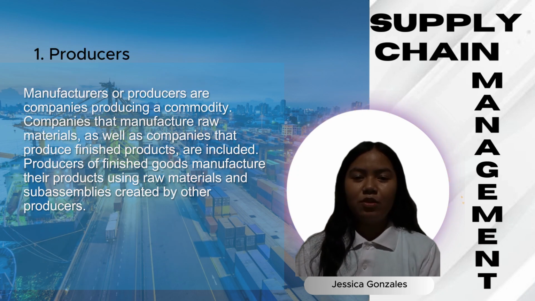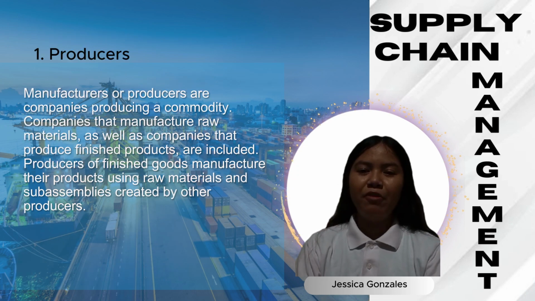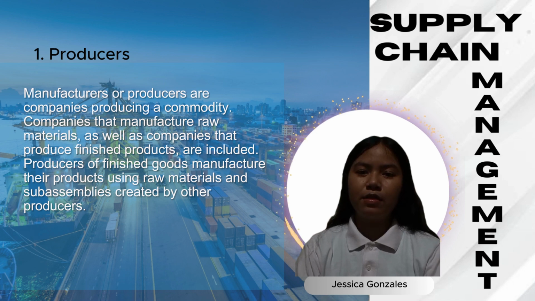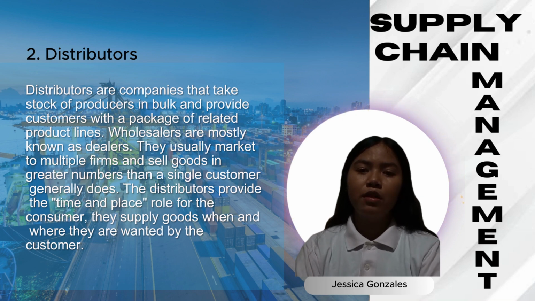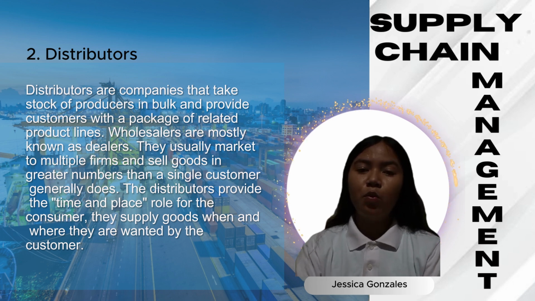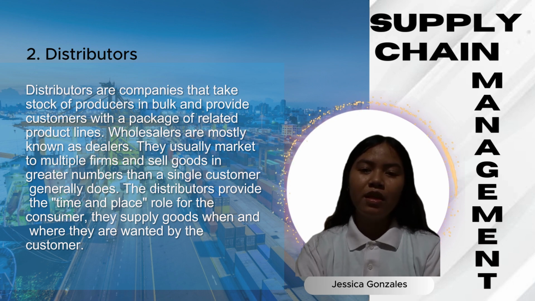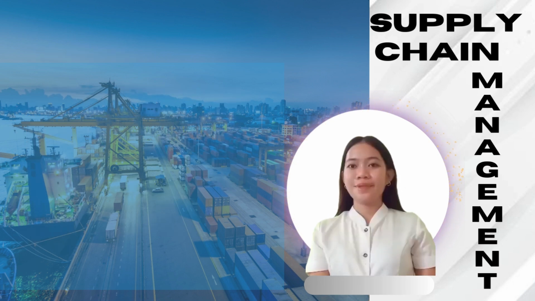Key participants in a supply chain. Producers or manufacturers: companies that produce raw materials or finished products. Examples: raw material suppliers, meaning drilling and logging, and finished goods manufacturers. Second is distributors, wholesalers, and dealers: companies that purchase products in bulk and sell them to customers. Roles: inventory control, warehouse management, product distribution, customer care, and post-sales service. Types: inventory holding distributors and non-inventory holding distributors.